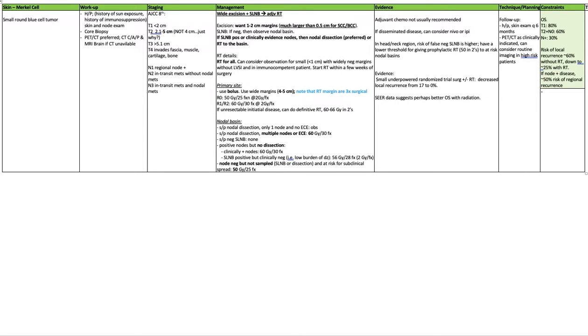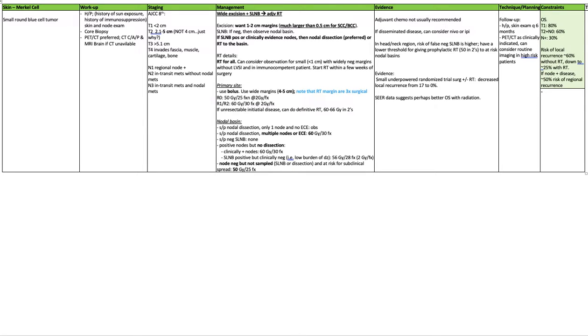Radiation details: you perform radiation for all patients. You can consider observation for small Merkel cell tumors less than 1 centimeter with widely negative margins, without evidence of LVSI, and in immunocompetent patients. You start radiation within a few weeks of surgery. For the primary site, you use bolus. You use wide margins of 4 to 5 centimeters in size, which are 3 times the surgical margin.